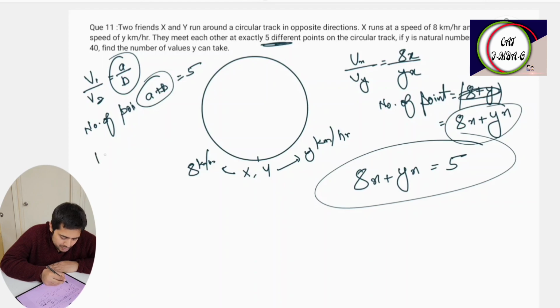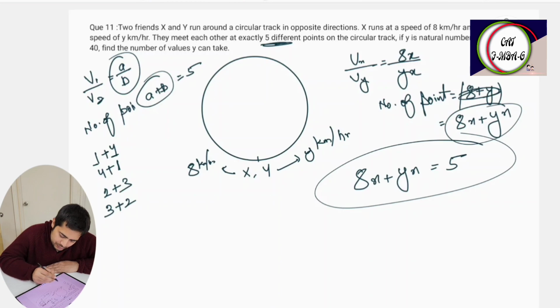When can 5 take place? 1 plus 4, 4 plus 1, 2 plus 3, or 3 plus 2. So let us take 1 plus 4 first. Let us see, can it be true?